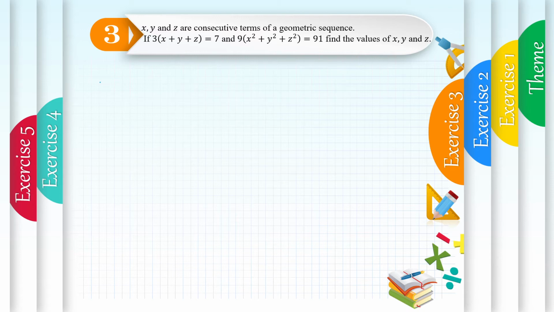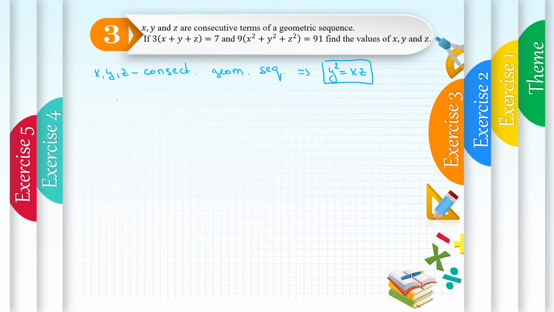So, what do we have here? We have that x, y, and z are consecutive terms of a geometric sequence. So, these three terms are consecutive terms for a geometric sequence. This means that the ratio of two consecutive terms is constant. So, from this we can write that y squared is equal to x times z.